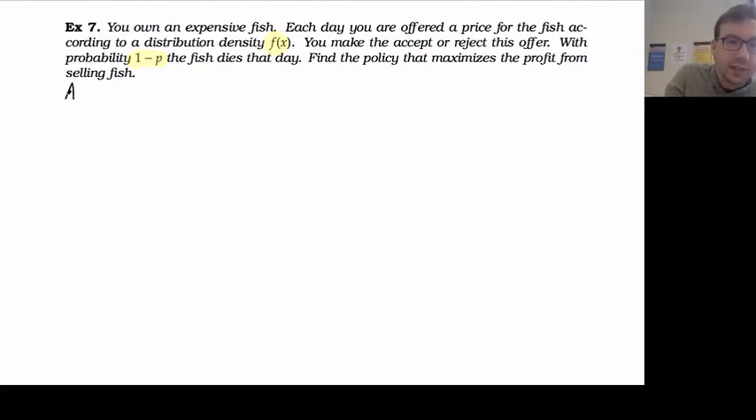So let's do the answer for that. One of the reasons I asked this question is that there's a question at the end of the tutorial yesterday about this, so it covers that a little bit. I'm going to let D be the day that the fish dies.